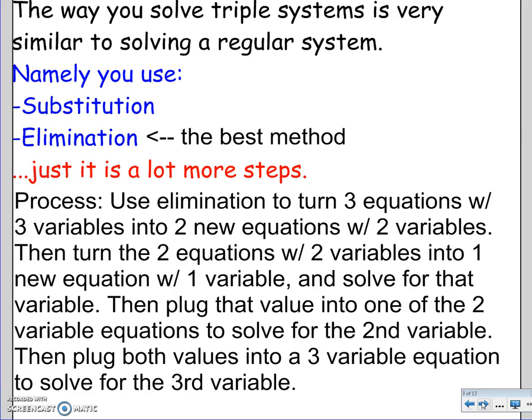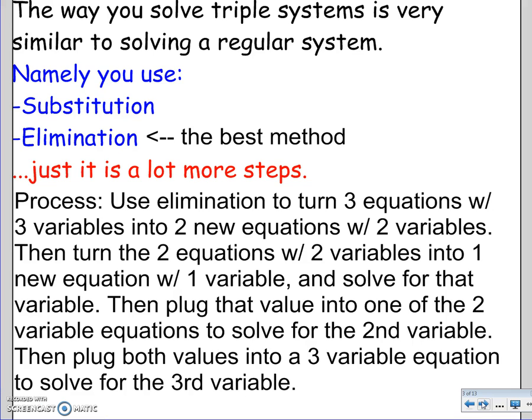Now to solve them, you do the same thing you did for systems of 2 variables. You can use substitution, which is when you have a letter by itself, which is really rare, or elimination, which we will use a lot. That's the best method. It will be a lot more steps. It's going to take a lot of work. Some kids use front and back of the paper and it takes at least 5 minutes. So be careful.